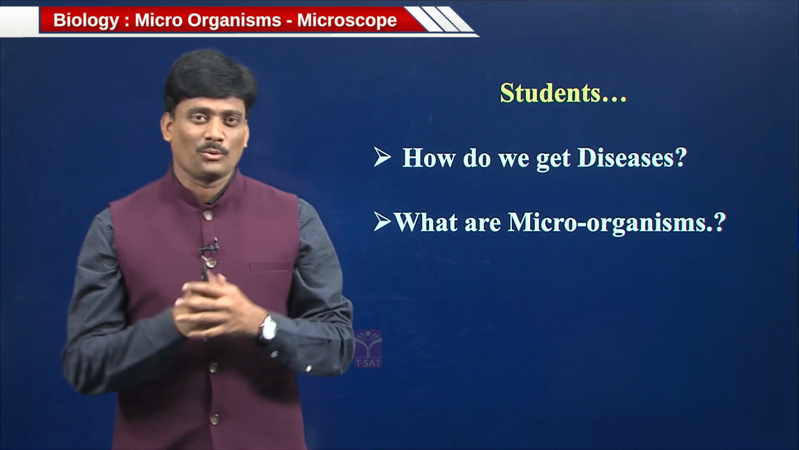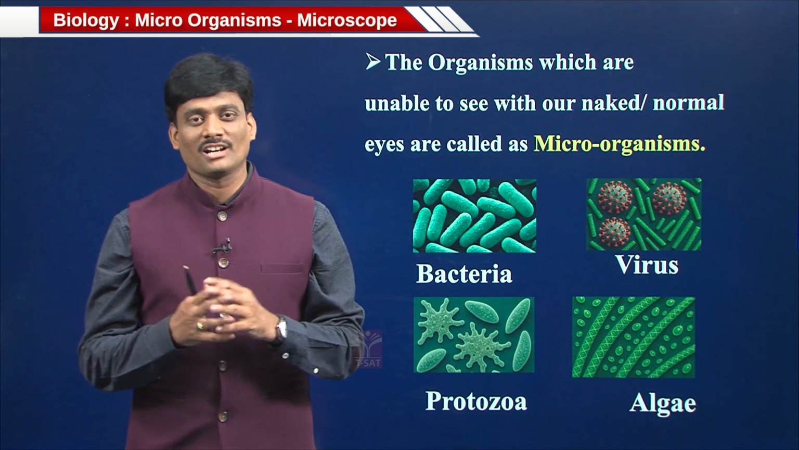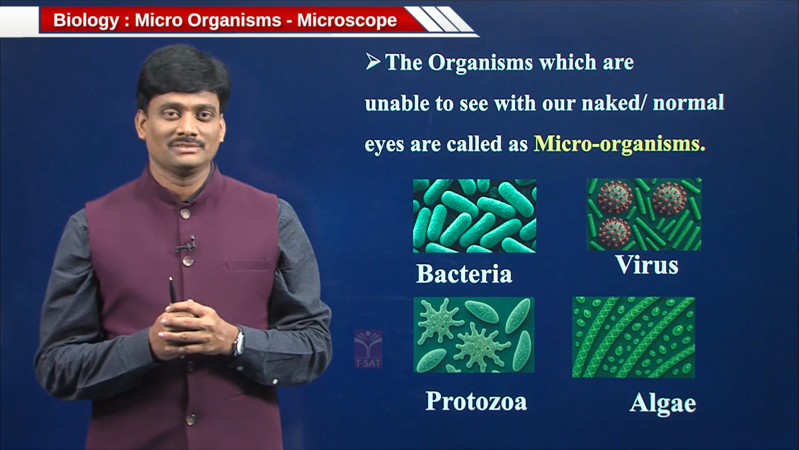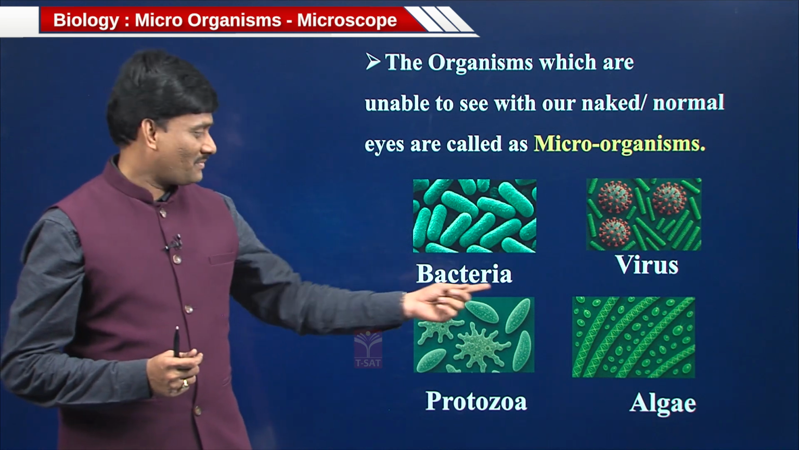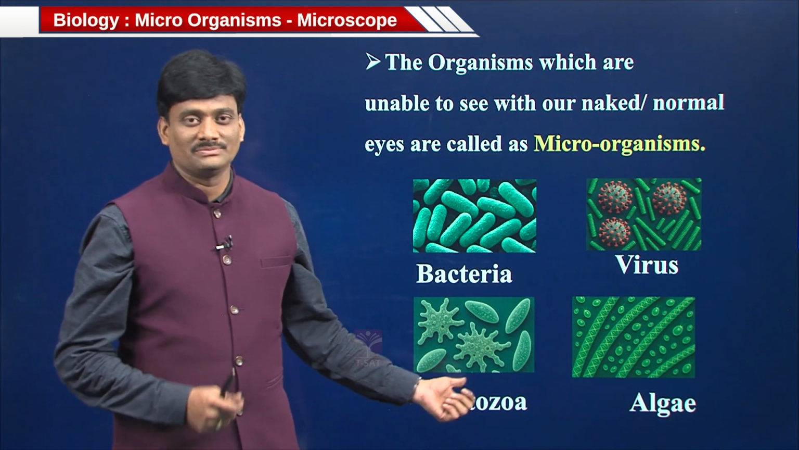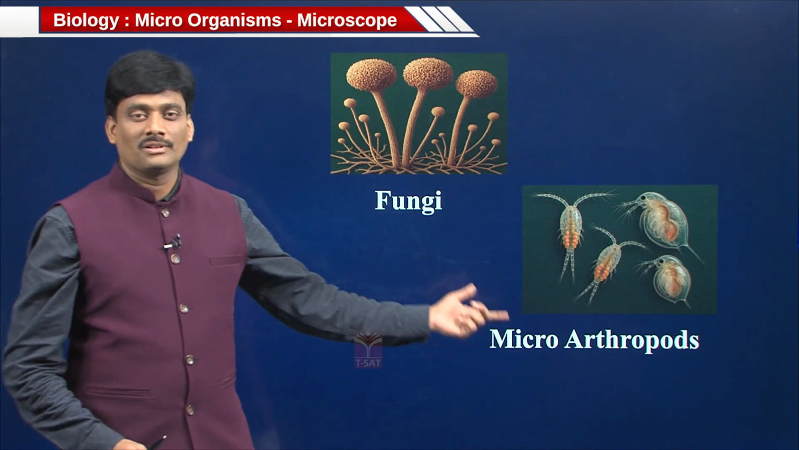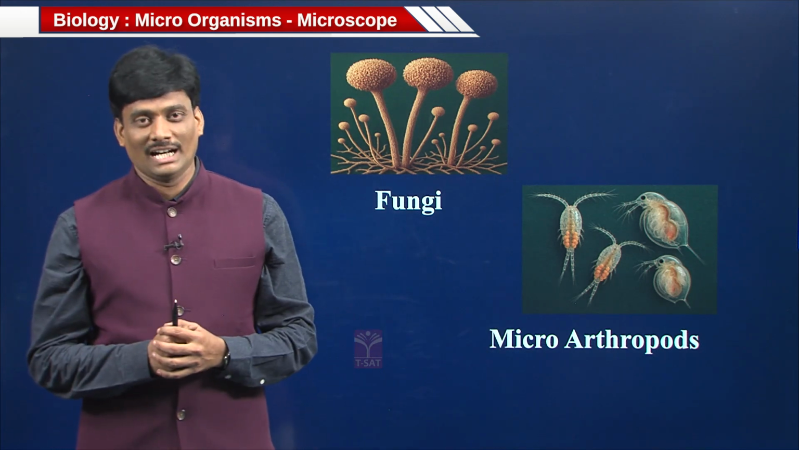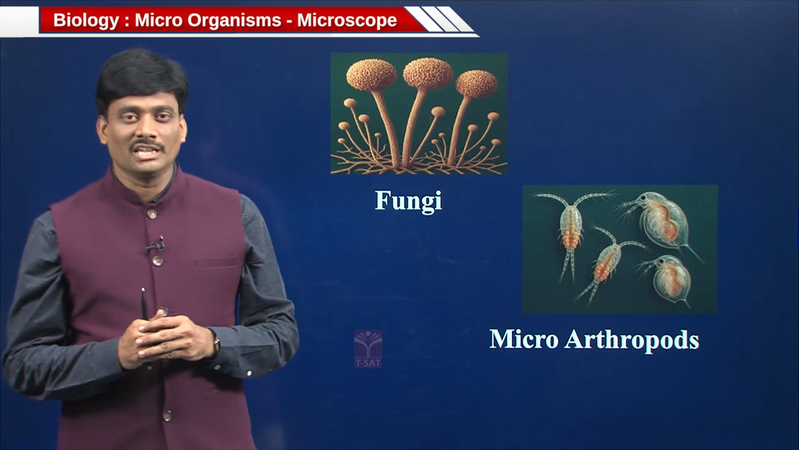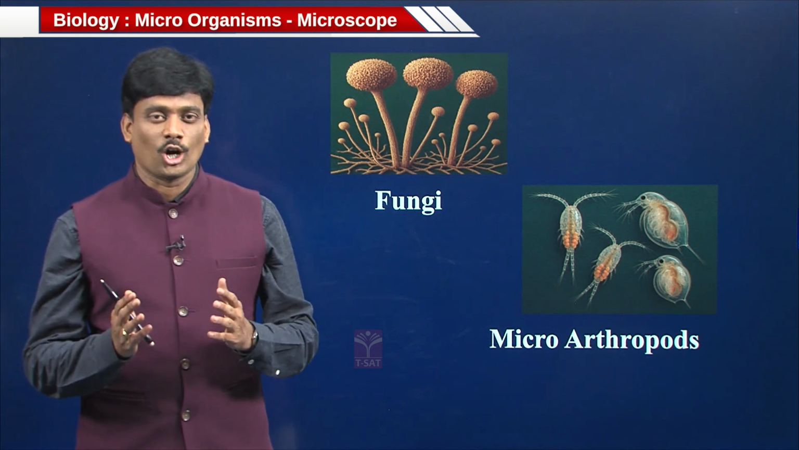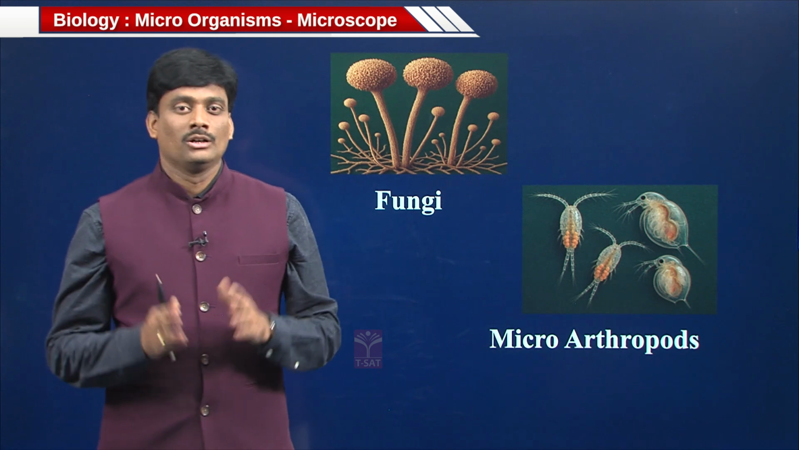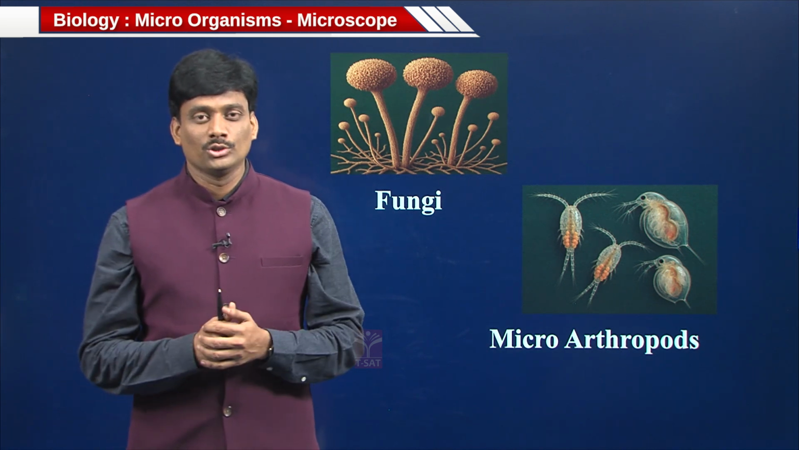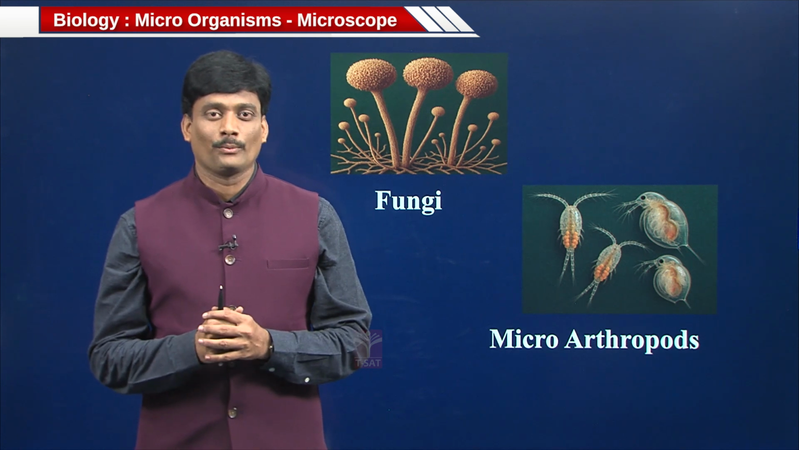Then what are microorganisms? The organisms which are unable to be seen with our naked eyes are called microorganisms. For example, bacteria, virus, protozoa, algae, fungi, microarthropods. All these are the groups of microorganisms. We are unable to see these organisms with our normal or naked eyes. To observe these very minute and tiny organisms, we are going to use one instrument called a microscope.